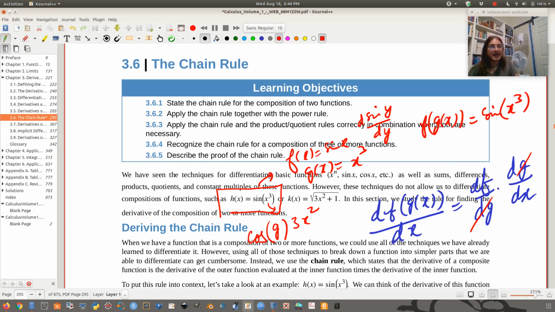See, it's f of g of x. So when we do df over dx, it becomes df over dg times dg over dx. But remember here it's x cubed, so this is sine of g. So what is the derivative of sine g? d of sine g over dg is cos of g, times the derivative of x cubed. Now what is g? G, as we just said, is x cubed. So it becomes cos of x cubed times 3x squared.